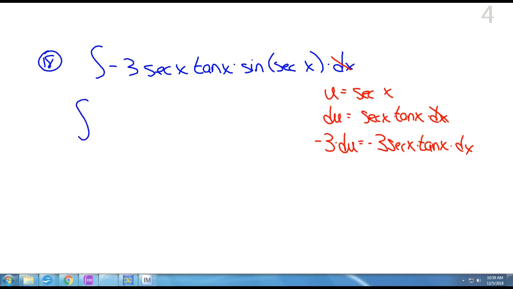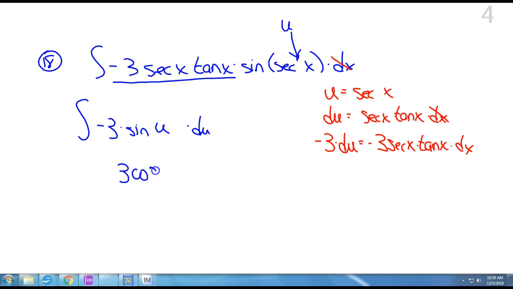Now rewrite. So instead of -3 sec x tan x, what am I putting? -3 du. But the du I'm going to put way at the back because it doesn't really matter. And then I have sine of u, right? Because this is what I call u. So integrate this. What's the integral of positive sine? Negative cos. So now I get negative 3 cosine of u, or positive 3 cosine of u. And I just put the u back.